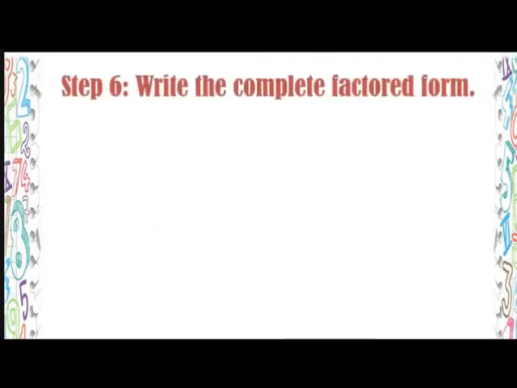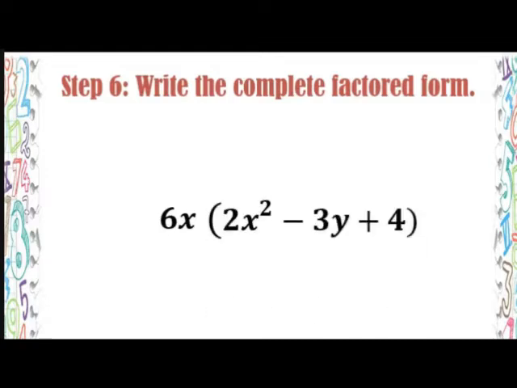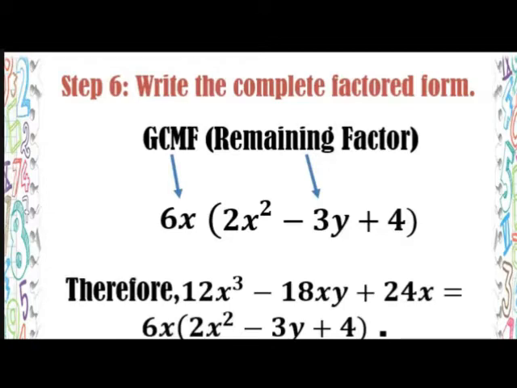Step 6. Write the complete factored form. So we have the GCMF times the remaining factor 2x squared minus 3y plus 4. Therefore, the complete factored form of 12x cubed minus 18xy plus 24x is 6x times 2x squared minus 3y plus 4.